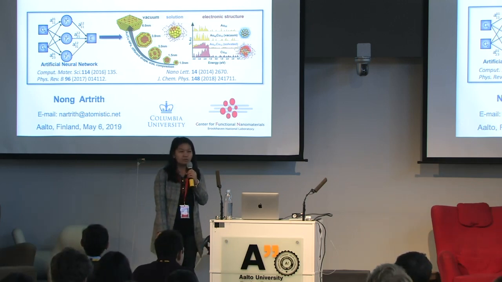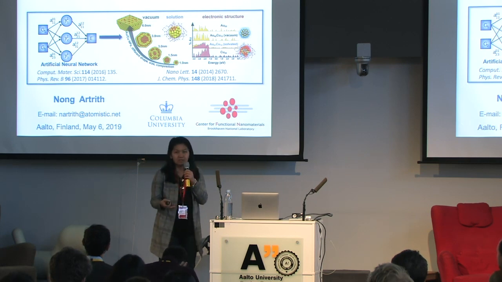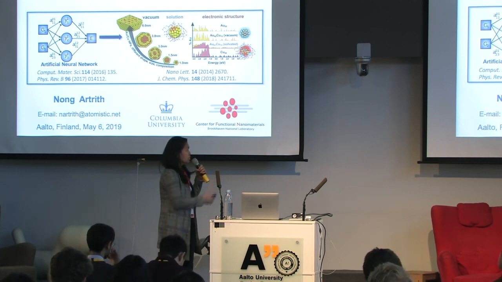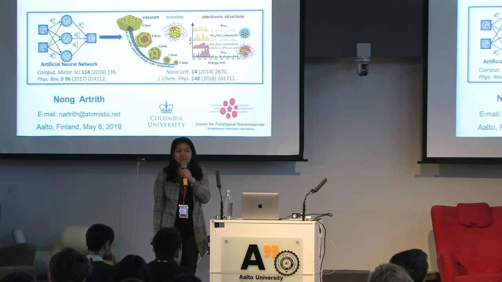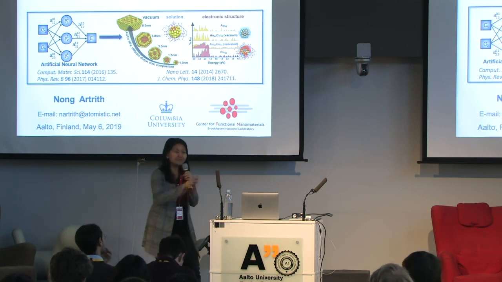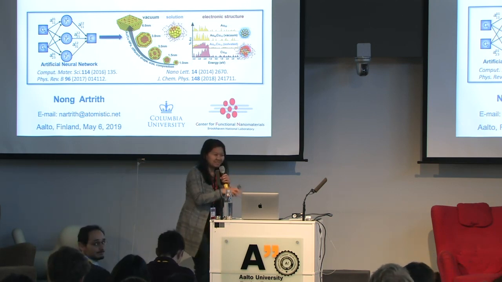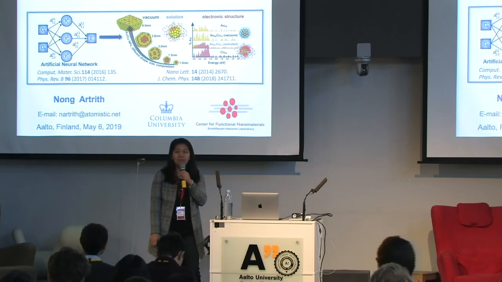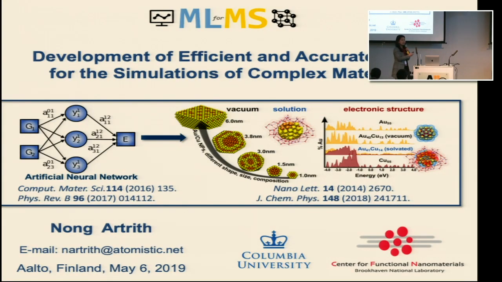Today, I'm going to present the methods of machine learning potentials based on our approach that uses artificial neural networks. And I would like to correct that I'm not the first one to apply neural networks for this kind of application, as there are already many previous works, but we have developed it further to make it more transferable and also easy to use for many different types of materials.